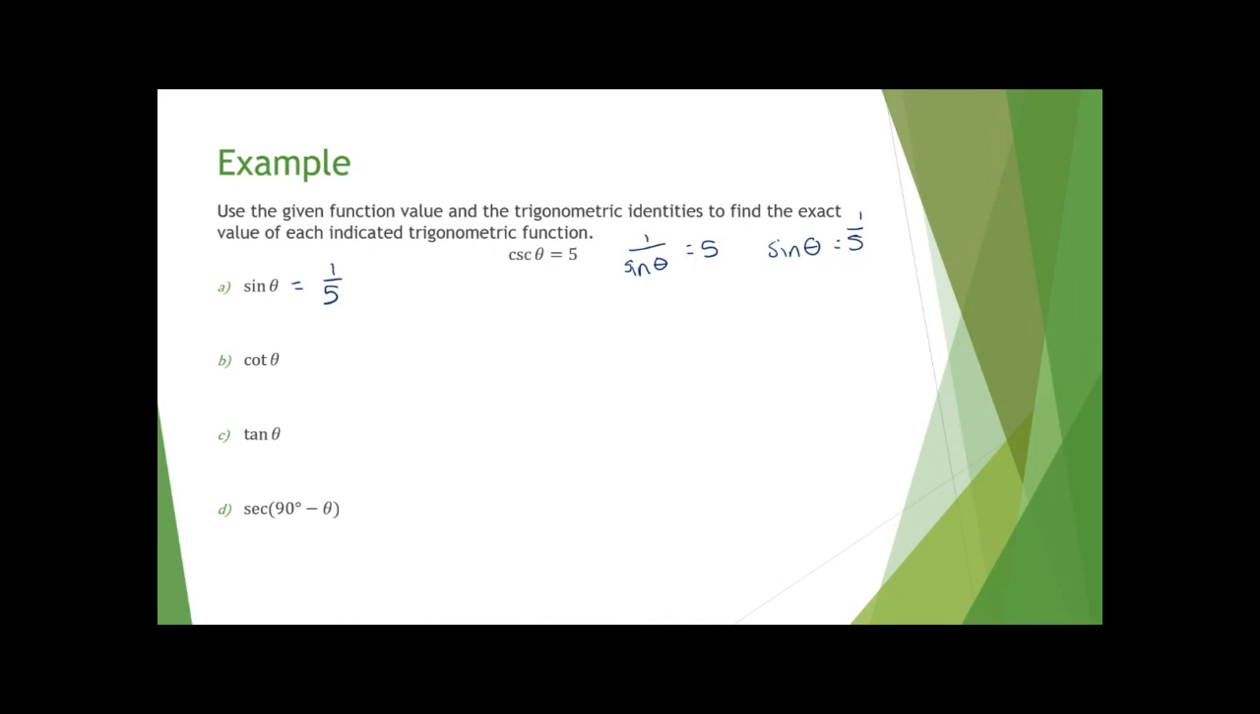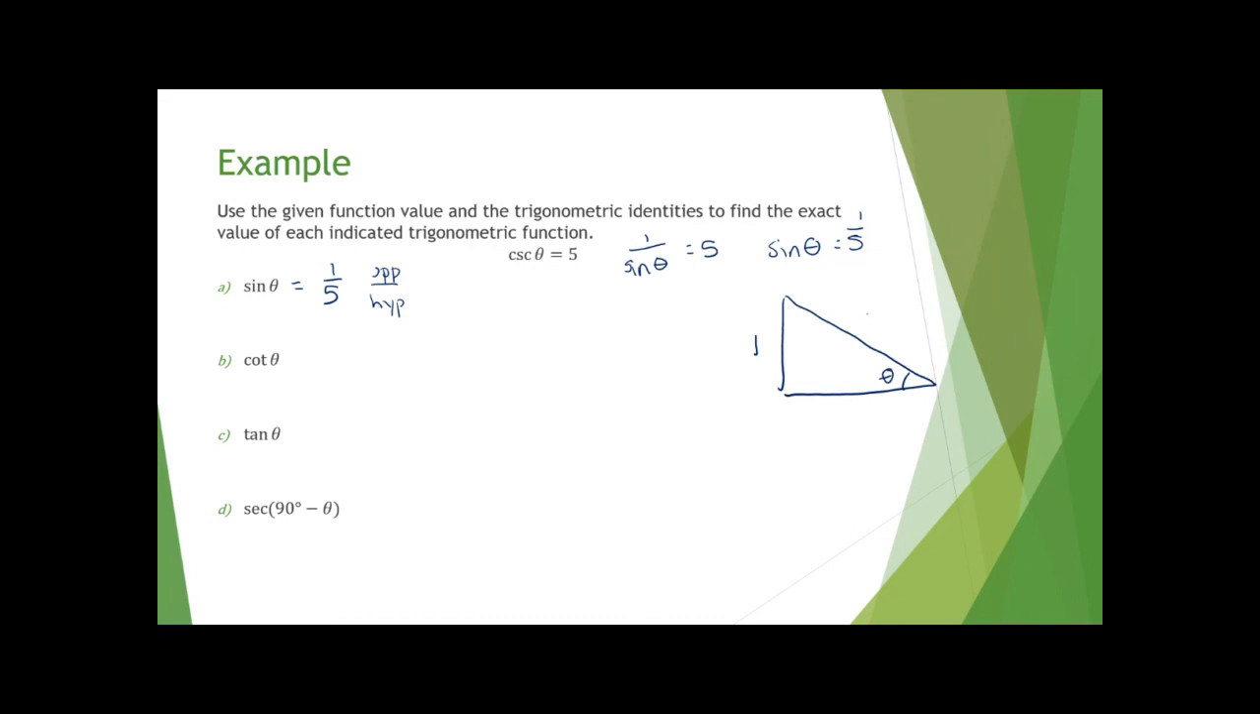Now I need to find cotangent, tangent. I need to find these other things. And let's see, what do I know? I'm going to draw a unit circle. Or not a unit circle, a right triangle. So sine is opposite over the hypotenuse. So if the sine is 1/5, that means the opposite is 1 and the hypotenuse is 5.